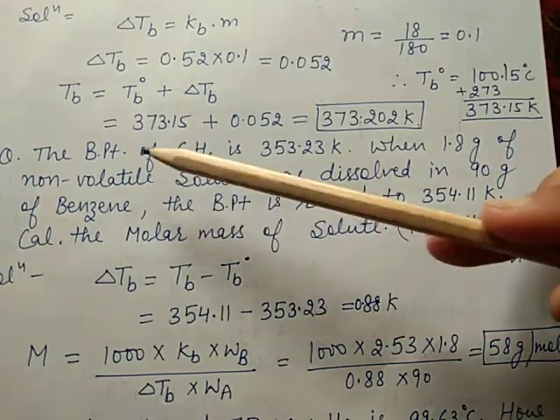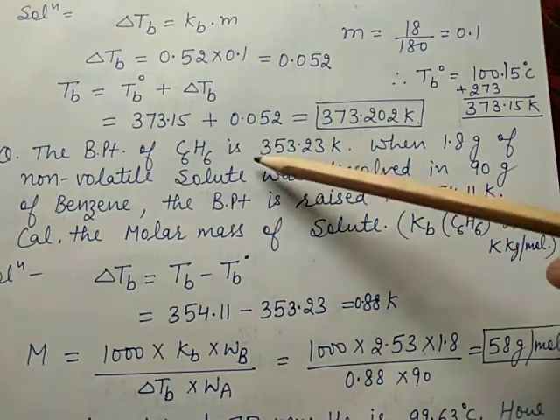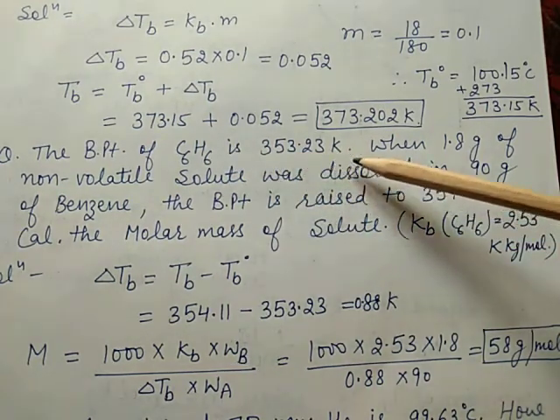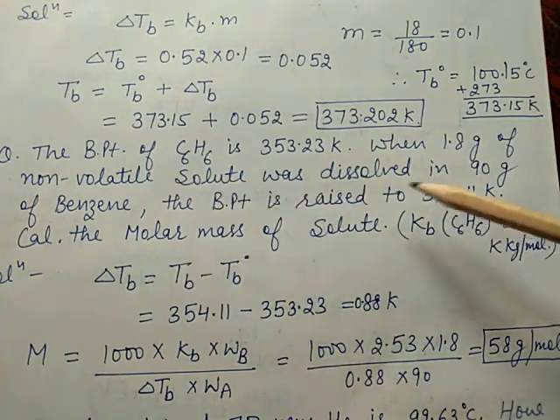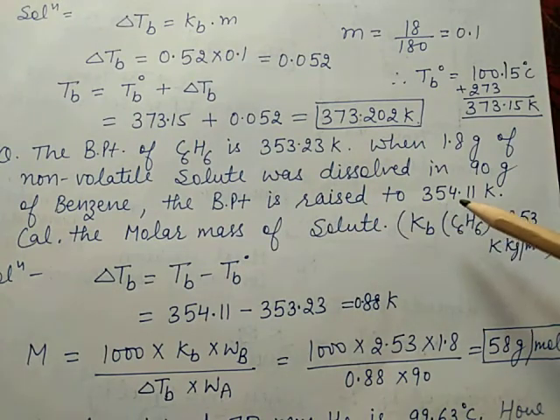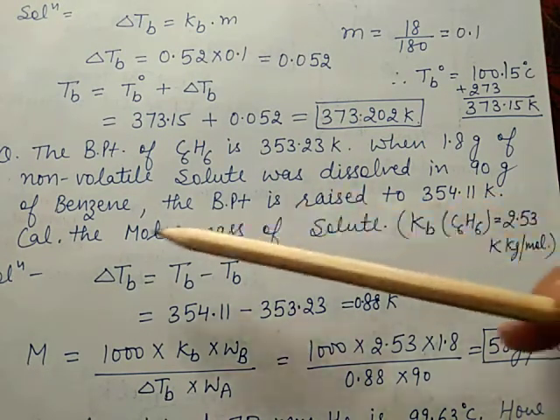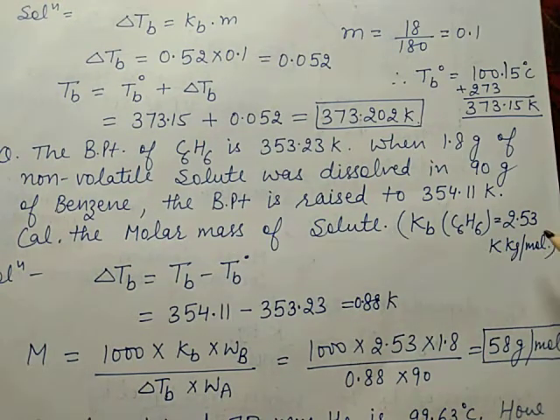Now next question. The boiling point of benzene, C6H6, is 353.23 Kelvin. When 1.8 gram of non-volatile solute was dissolved in 90 gram of benzene, the boiling point is raised to 354.11 Kelvin. Calculate the molar mass of solute. Kb value is given.